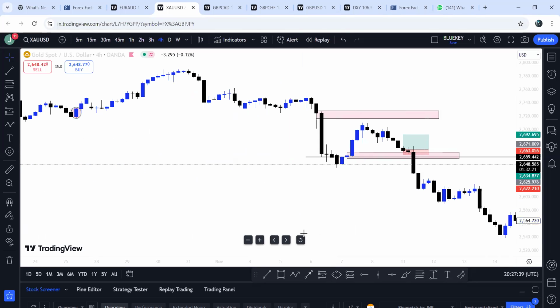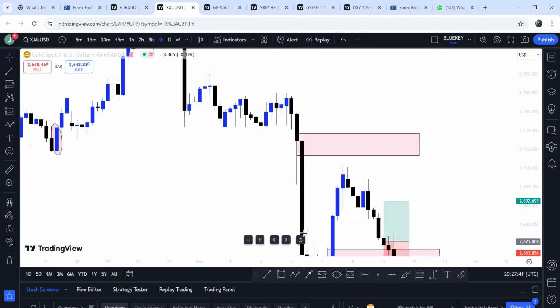Now, what do we have here? Right here, we have a bearish engulfing.